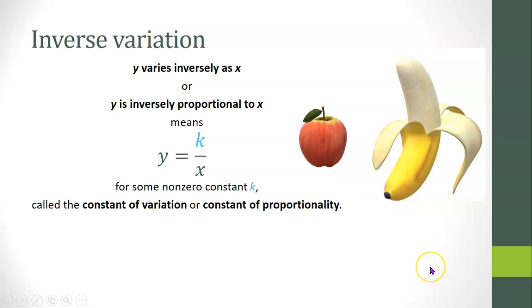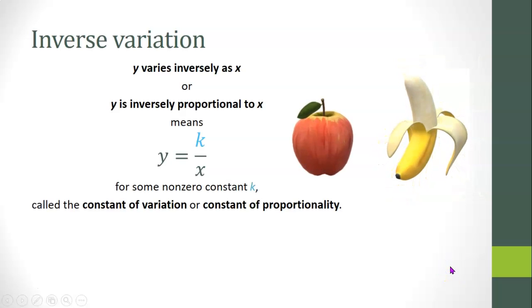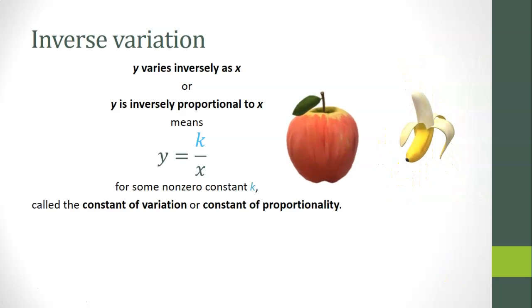Now what about inverse variation? If two things are inversely proportional, or vary inversely as one another, that means that the bigger one of them gets, the smaller the other one gets. Like if one of them becomes twice as big as it used to be, the other one's only going to be half as big as it used to be. So y varies inversely as x, or y is inversely proportional to x.